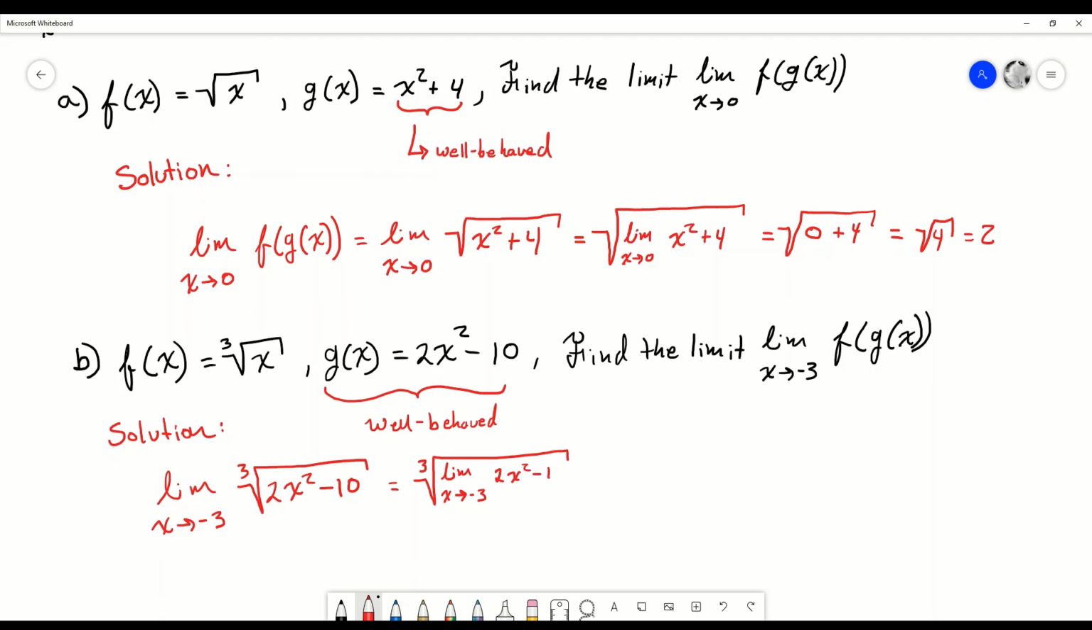and evaluate the limit as x approaches negative 3 of g of x, which, because it's a polynomial, we're going to use direct substitution. Anywhere that I see an x, I'm going to put in the number negative 3. I'm going to get 18 minus 10 underneath the cube root, which ends up being the cube root of 8, which is 2.